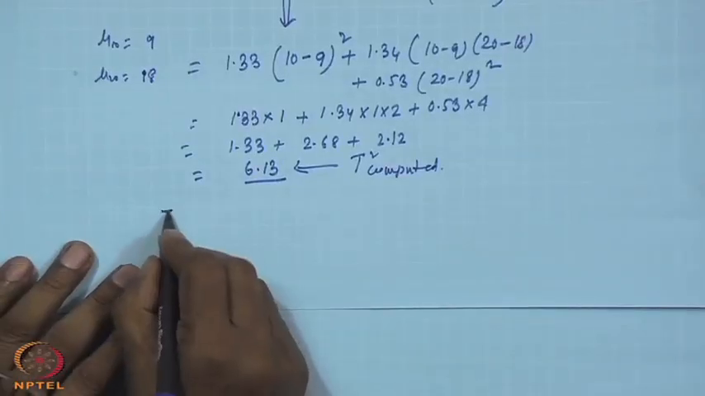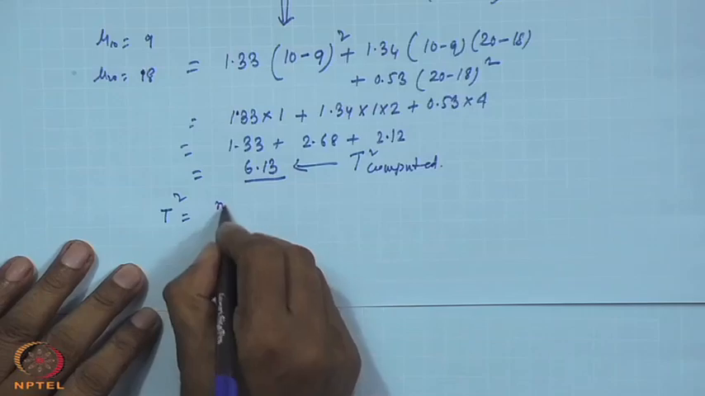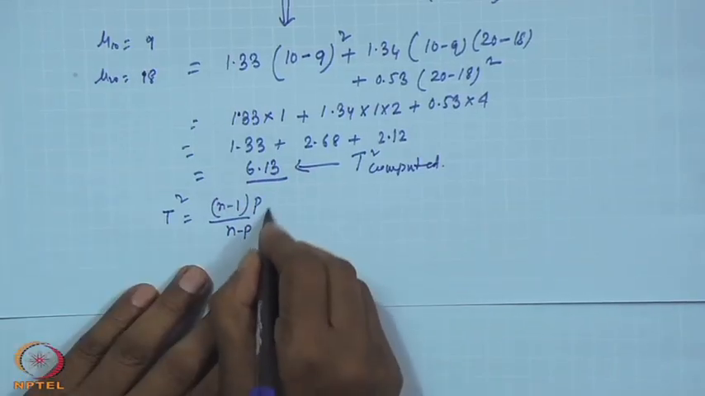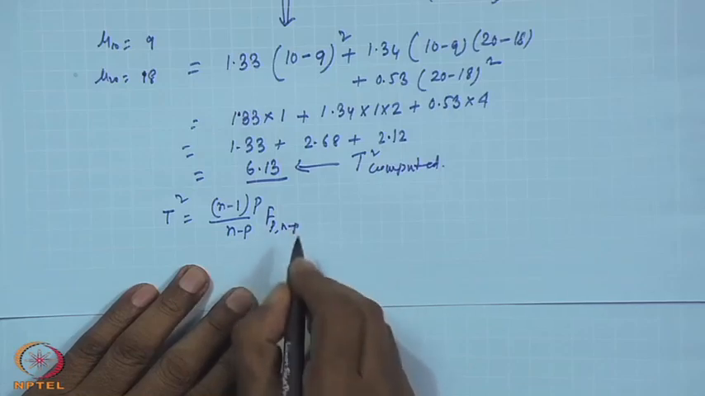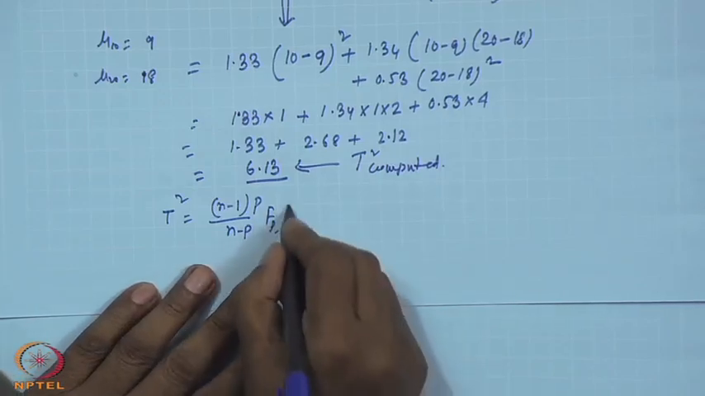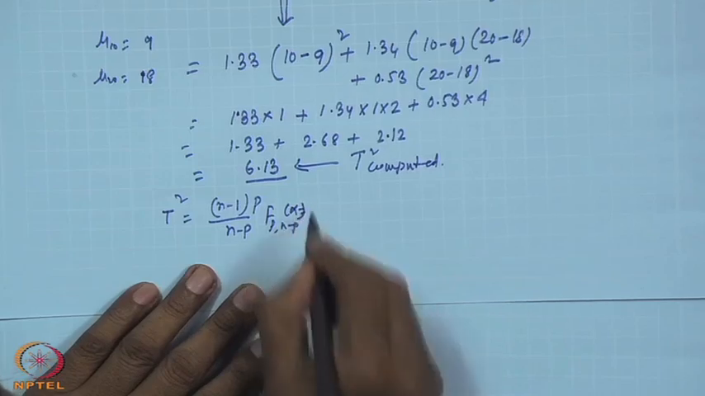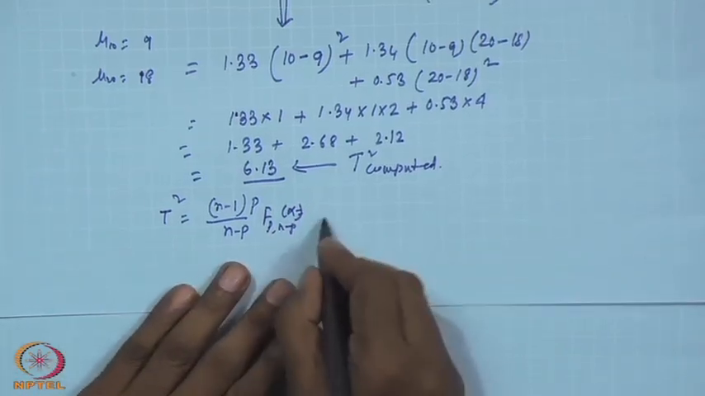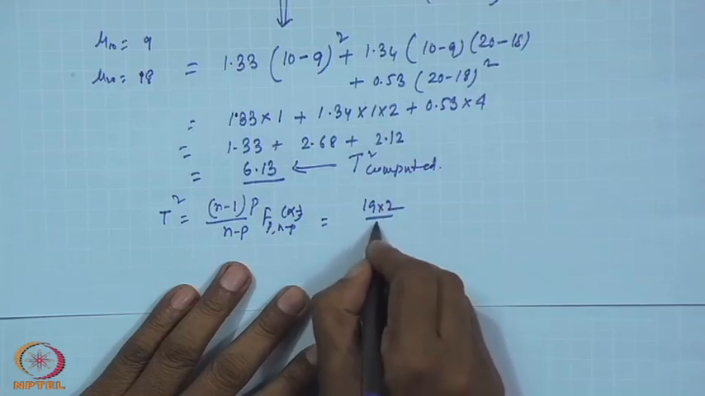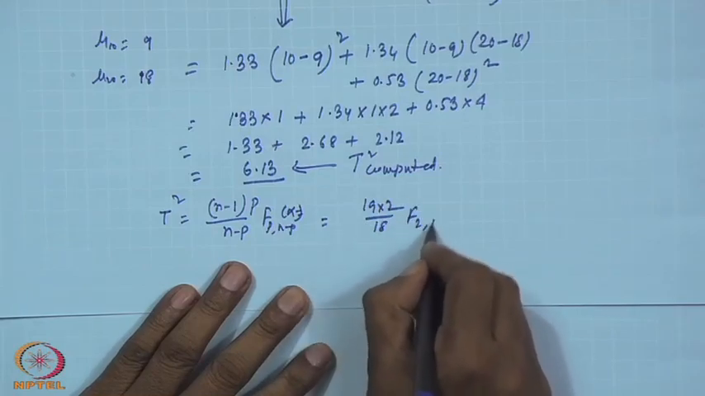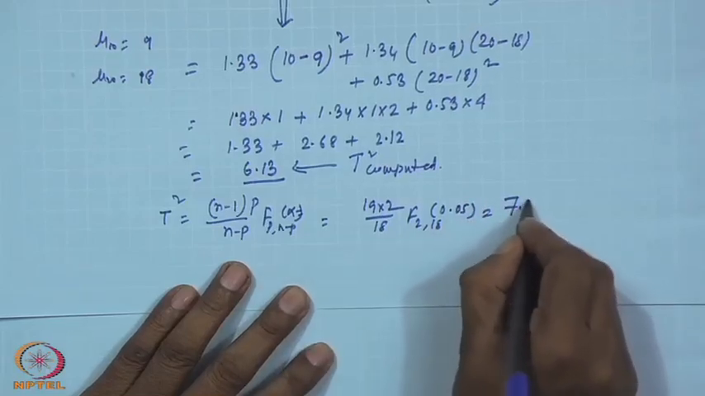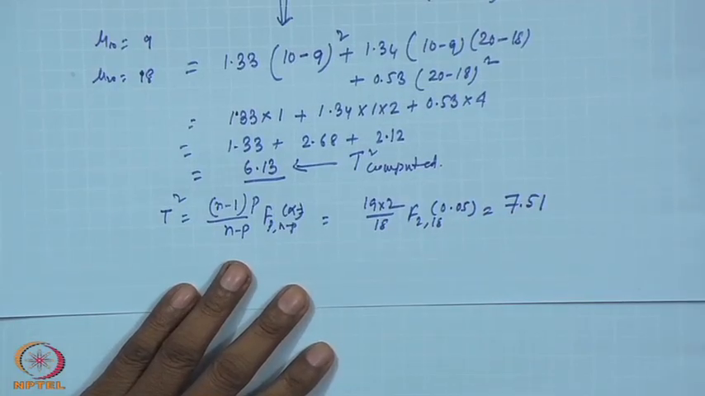What is your tabulated value? We say it will follow (n minus 1) into p by (n minus p), F p, n minus p, and you have to find out some alpha value. Alpha is 0.05. So, that we have already seen that 19 into 2 by 18, F 2, 18, if we write it 0.05, this resultant quantity is 7.51.